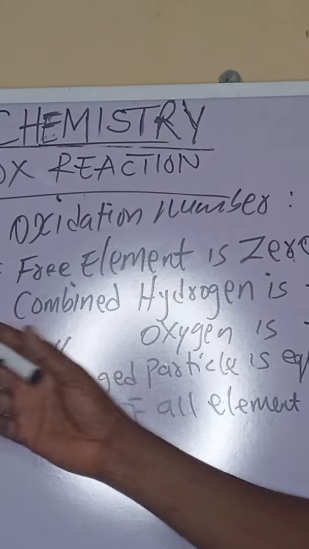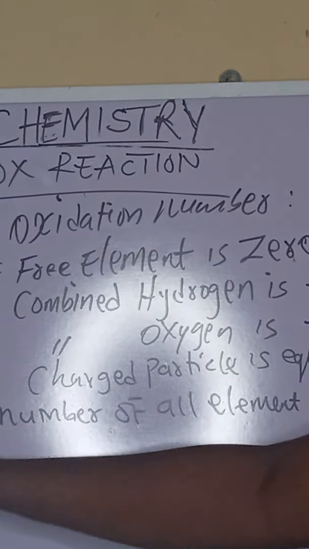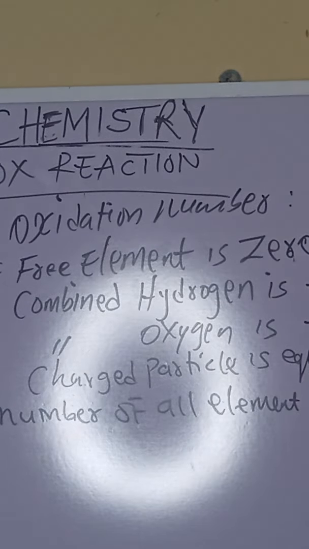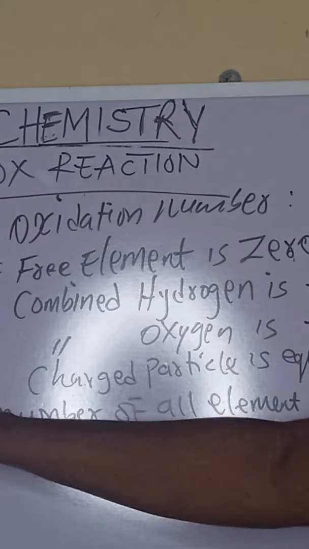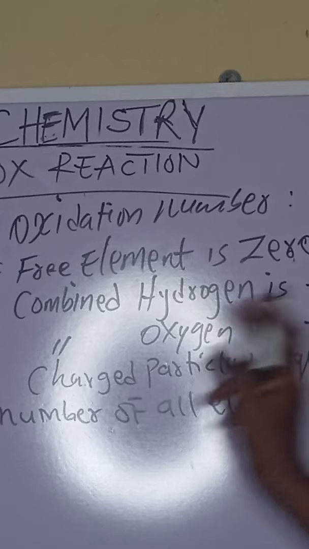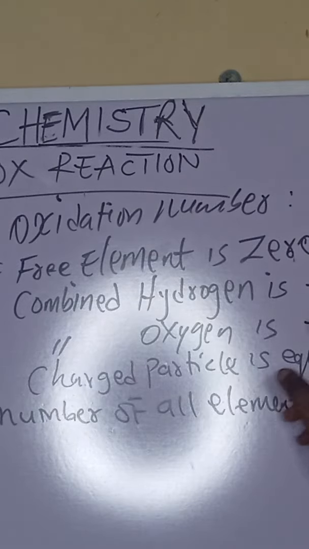Oxidation rules are given as follows: the four or five rules. The oxidation number of free elements is zero, like in the case of hydrogen. In its free state like this, it is always zero. The oxidation number of combined hydrogen is no longer zero, but in this case plus one. That of oxygen is minus two.